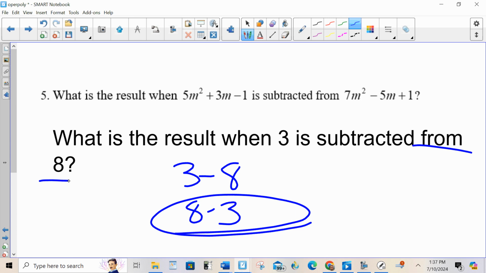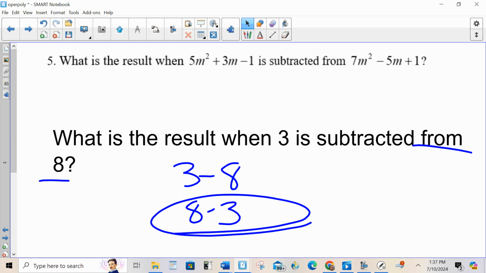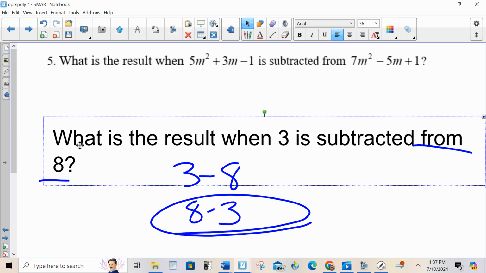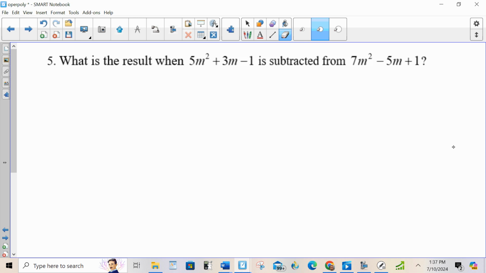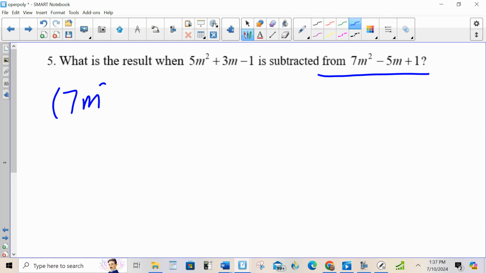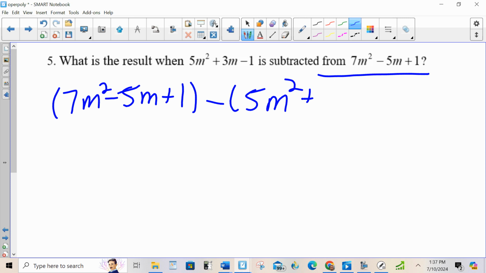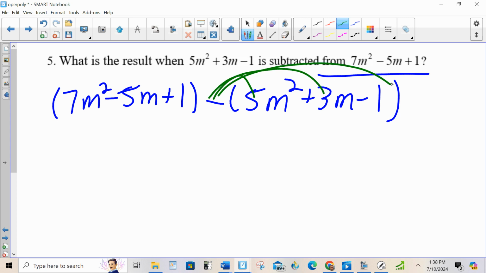So I'm going to rewrite this. Let's get rid of this and this. Since from comes first, I'm going to write it as 7m squared minus 5m plus 1 minus 5m squared plus 3m minus 1. Now, whenever I'm subtracting polynomials, I need to distribute the negative. So I keep the first polynomial.